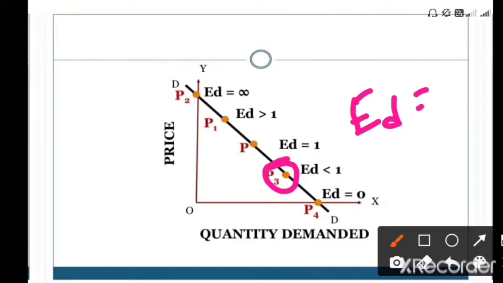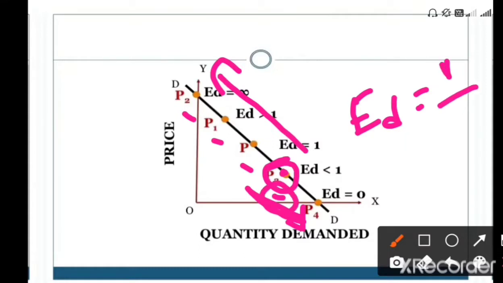What is the lower segment? This part, P4 to P3, is your lower segment. What is your upper segment? This one, from P3 to P2. Whatever portion comes above this point will be your upper segment, and the region that comes below this point will be your lower segment. Here you have to consider these segments as 1, 1, 1, 1. What is your lower segment? Only 1. What is your upper segment? 1 plus 1 plus 1, that is 3.